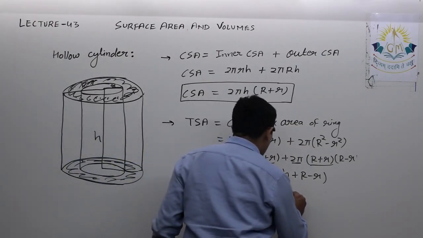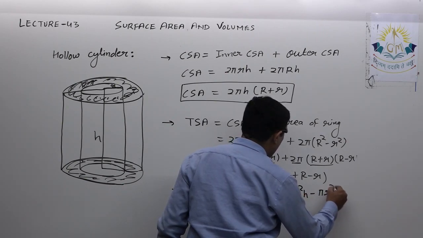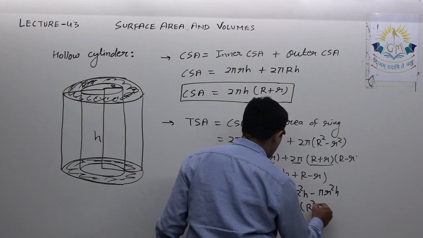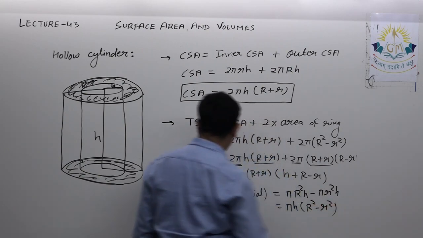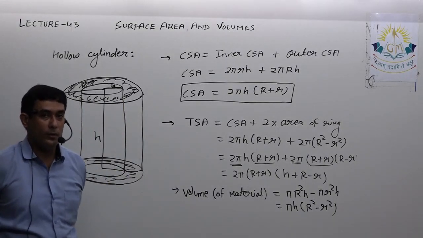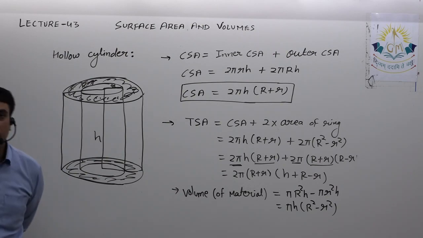That is pi R square h minus pi r square h. So if I take pi h common, (R square minus r square) is the volume of the hollow cylinder, or the volume of the material of a hollow cylinder. So these are the formulas for hollow cylinder. Please note it down. Then we'll see the cone. Next is cone.